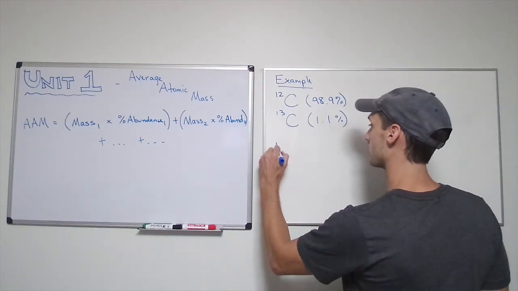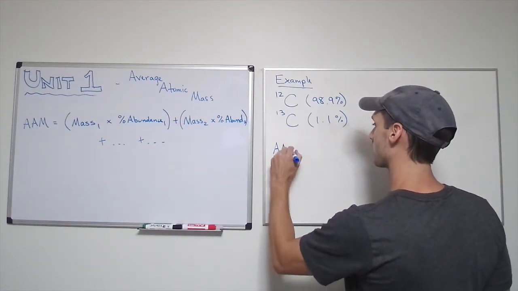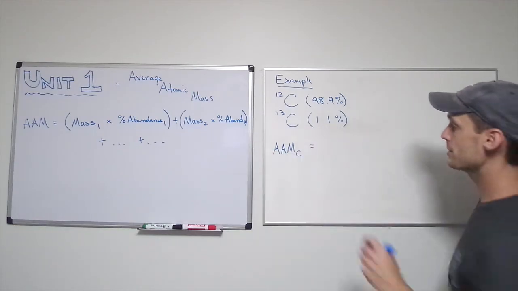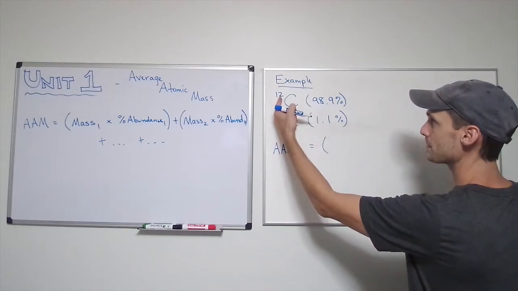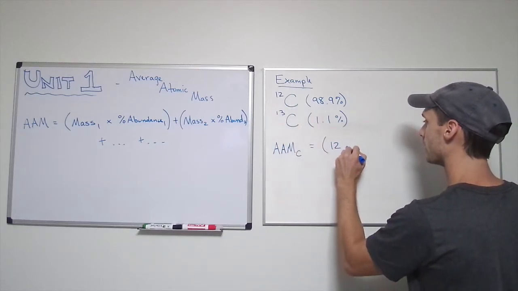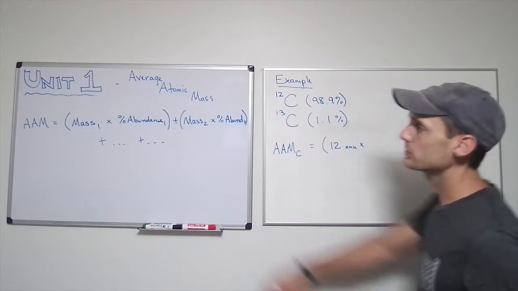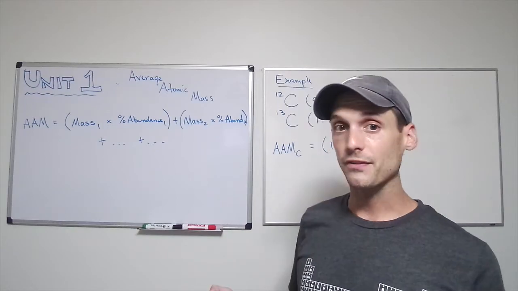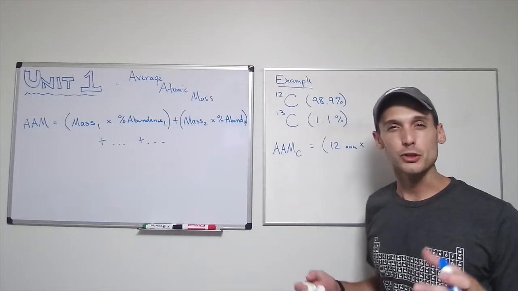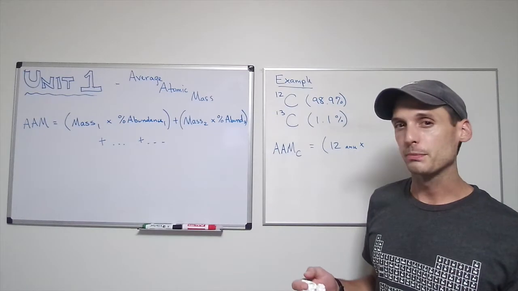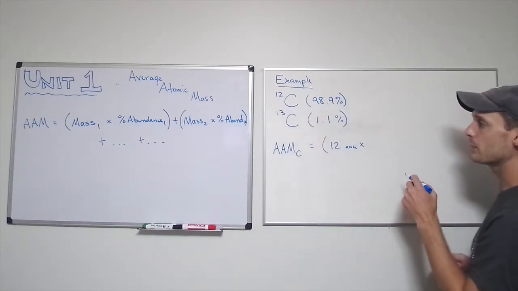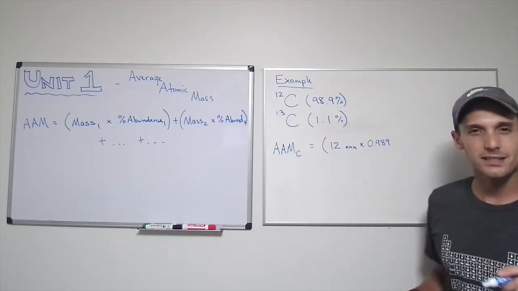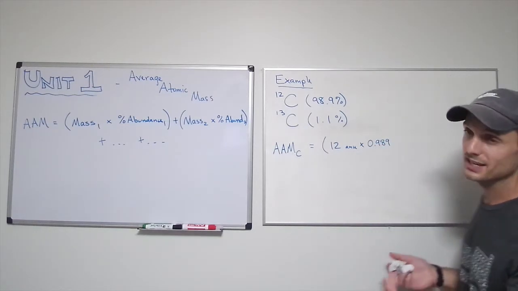So let's plug the average atomic mass for carbon into our equation. What you're going to do is put this mass, 12 AMU, and multiply it by its percent abundance. But you don't actually want it in the percent form. You want to put it in the numerical decimal form of the percent. So it's not 98.9%, it's 0.989, right? That's the abundance in decimal form instead of percent.